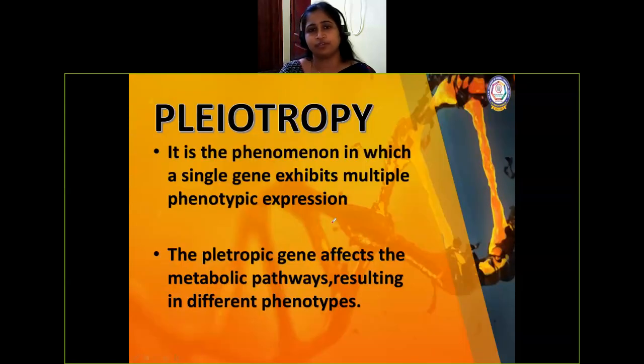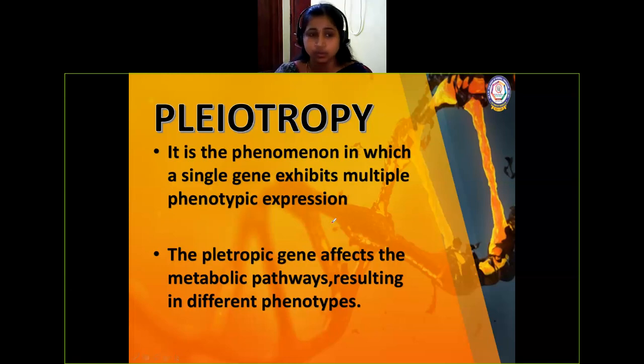Next, pleiotropy. Pleiotropy is more or less somewhat the same, but here it is totally different. In polygenic inheritance, many genes will affect a particular character, one character only, that is nothing but the color. But in pleiotropy, there is a multiple effect of a single gene. One gene alone will affect many characters, many traits, like color, shape, size, like that it may affect.